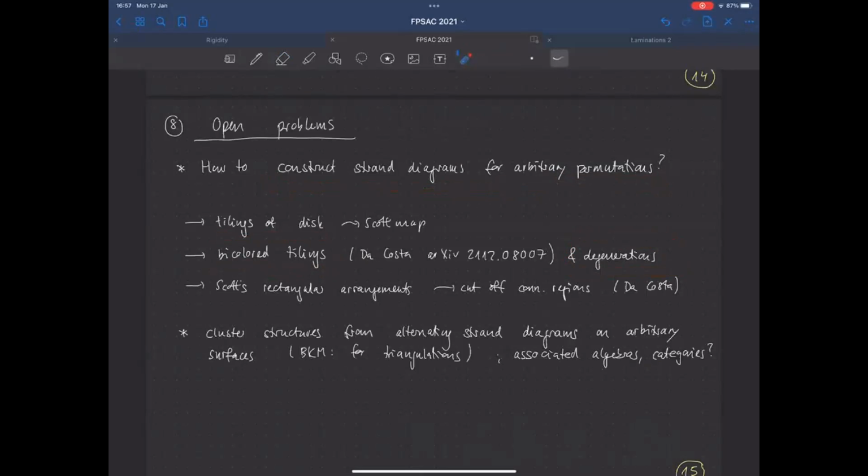So that's work in progress. The degeneration part is work in progress of my student. The bicolored tilings are introduced in this article. And then it would be nice to have these alternating strand diagrams on arbitrary surfaces and study what kind of cluster algebras or cluster categories we get. And that's so far only working for triangulations. And we have some ideas for more general situations. Thank you.